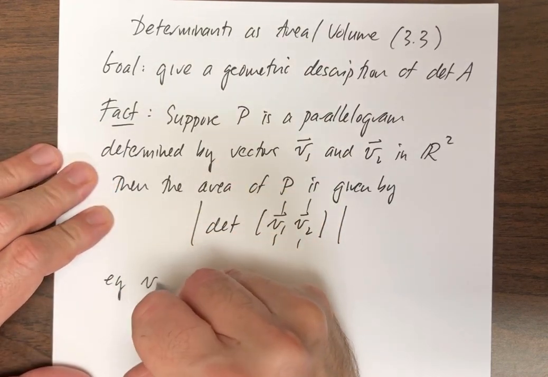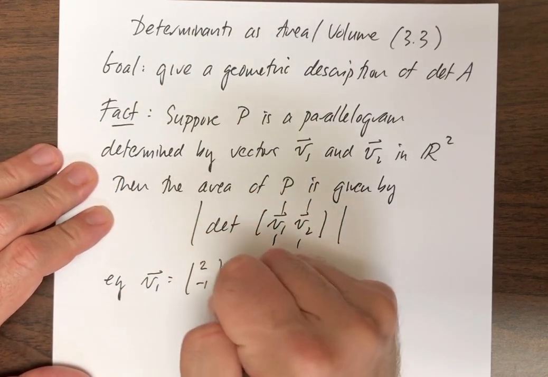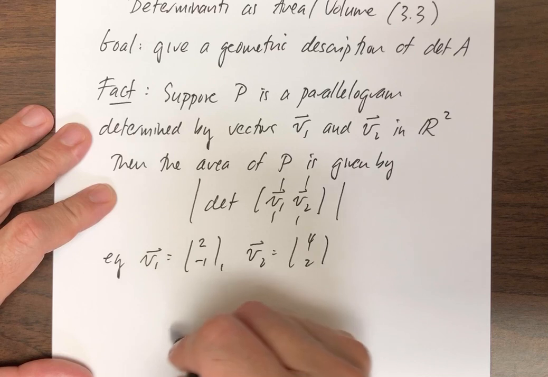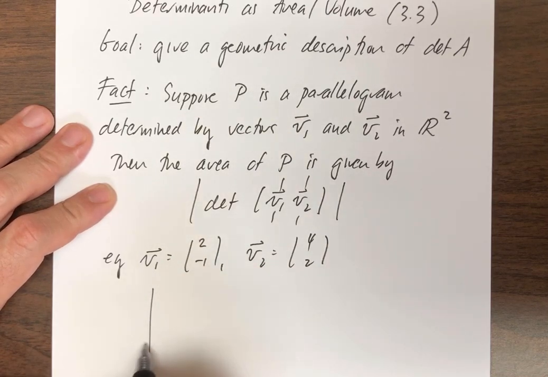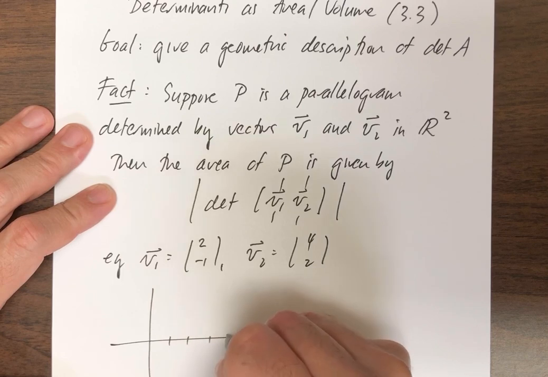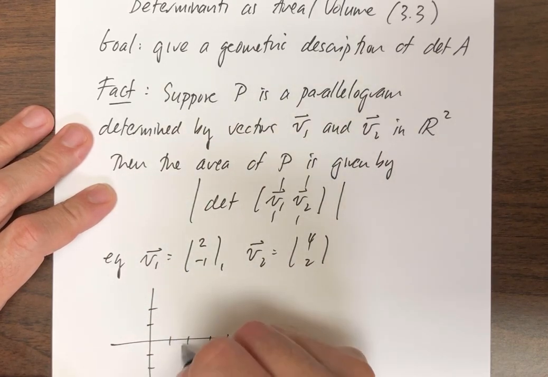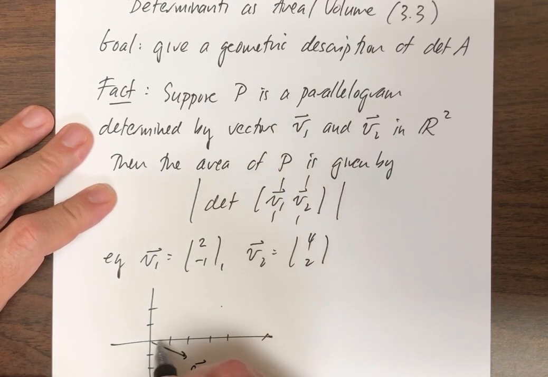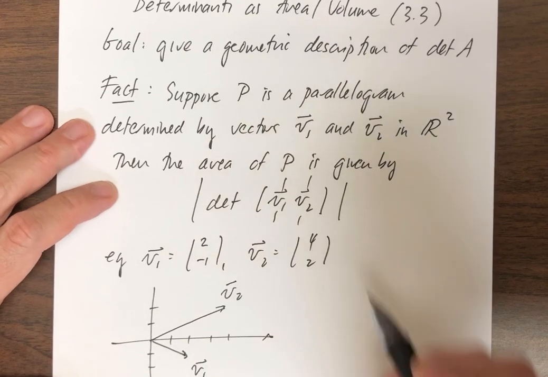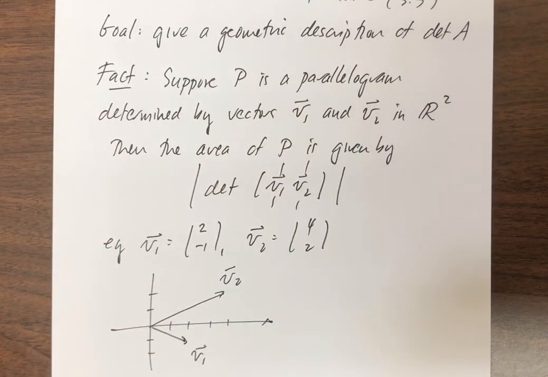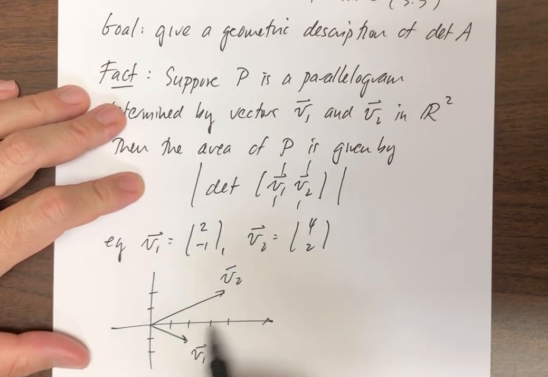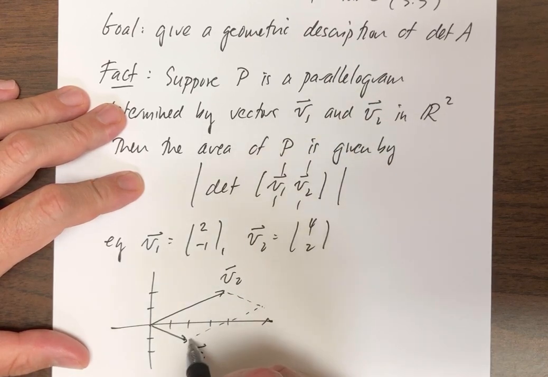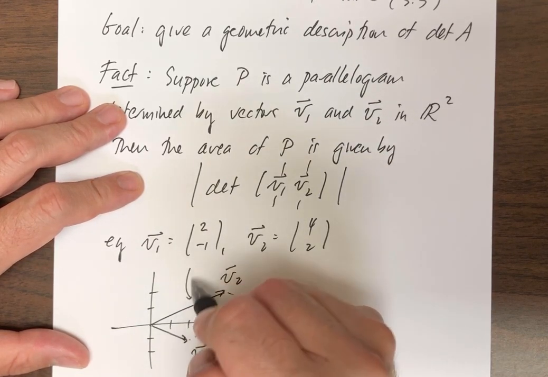So, for example, if v1 is, let's say, (2, -1), v2 is (4, 2). Let me try to draw this in the plane. So let's see. 1, 2, 3, 4. 1, 2, 1, 2. So (2, -1) is going to be something here. This is like v1. And then v2 is (4, 2). So it's something like this. And when I say the parallelogram defined by these two vectors, this is something we've seen before. For instance, if I take the sum of these two vectors, I get something over here, and that's the parallelogram that I mean. So this is P here.